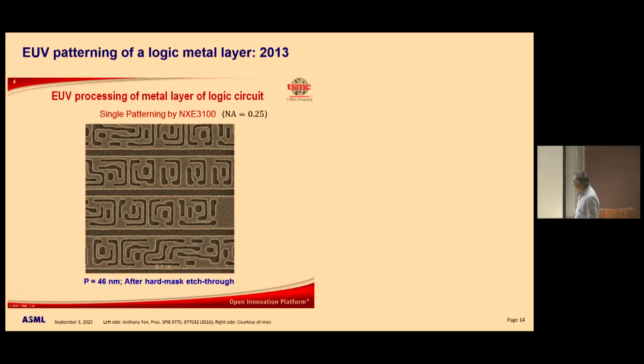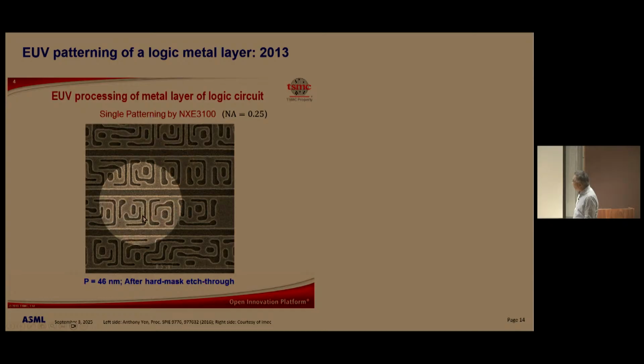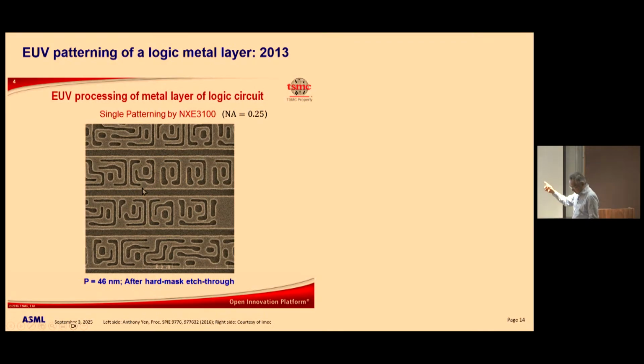And now, how good could we do with this 0.25 micron R&D tool? This was a photo of the lowest metal layer with a pitch of 46 nanometers. This is after hard mask etch through, right? This was intended to be the design of 10 nanometer generation, but it did not happen. Look at this. This is a 2-dimensional design.